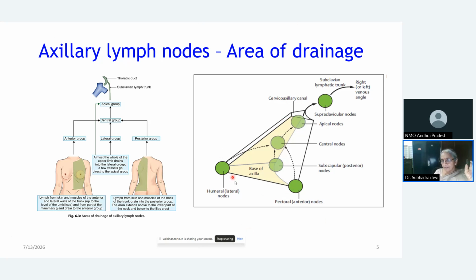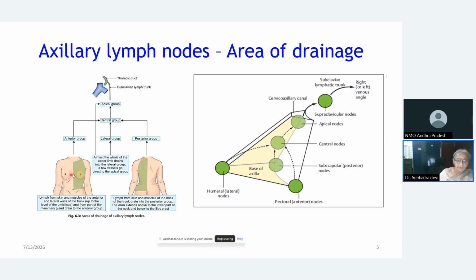Then how do they drain, what is the area? Now in this, you are seeing the picture of the axilla and the groups of lymph nodes and how they will be draining anterior, posterior and lateral towards the central group, and from there to the apical. From the apical, how they will go into the supraclavicular, subclavian lymph trunk, and right or left venous angle. That's how.